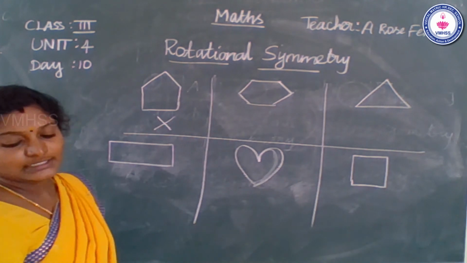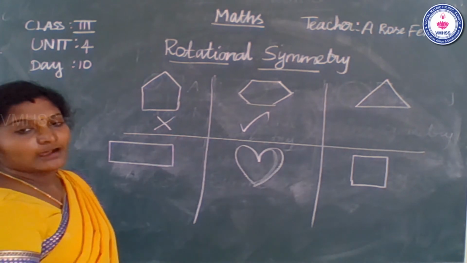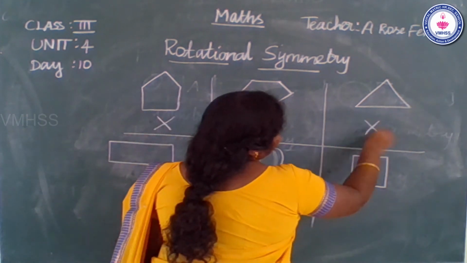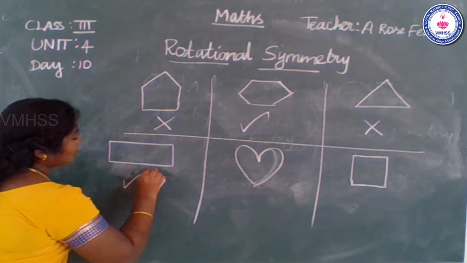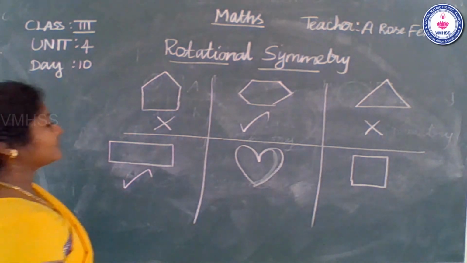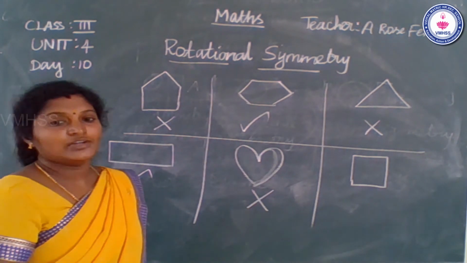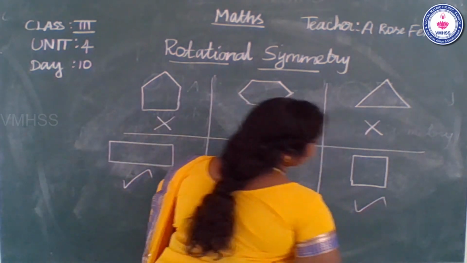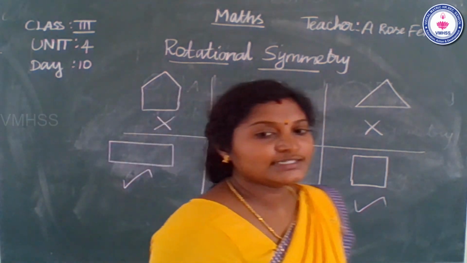Okay. So second one. So it is the correct answer. So this is rotational symmetry. Okay. So dear children, third one. So it is also wrong answer. Okay. Dear children. So fourth one is a rotational symmetry. Okay, so next one is a non-rotational symmetry. Dear children, write fast. So last one is a rotational symmetry. Okay, so dear children, write fast.